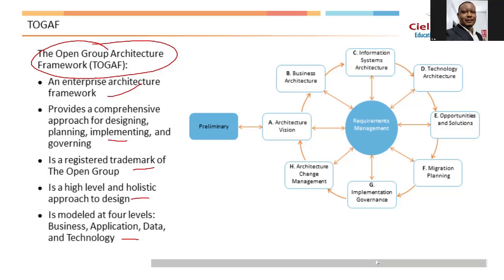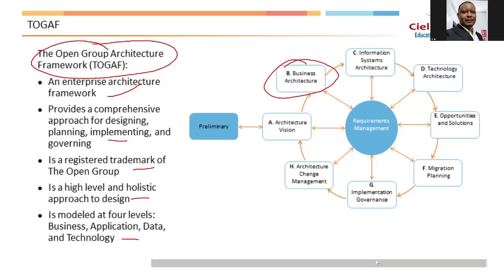And then it also gives us a comprehensive approach for designing, implementing, as well as governing our enterprise architecture. Aside from that, we mentioned that there are 4 major aspects or 4 major levels, which are the business architecture. So the business architecture usually defines the business strategy. So the business strategy is more or less our chosen course of action.